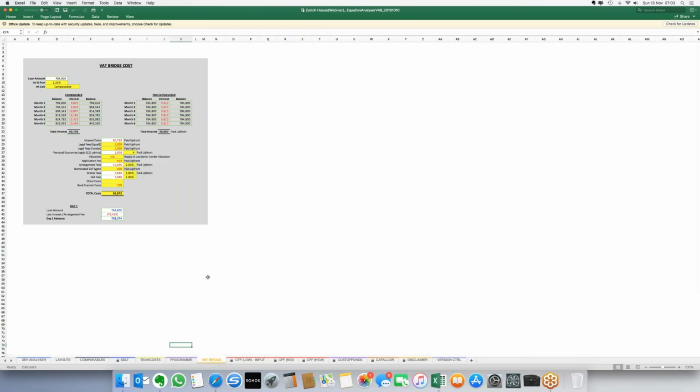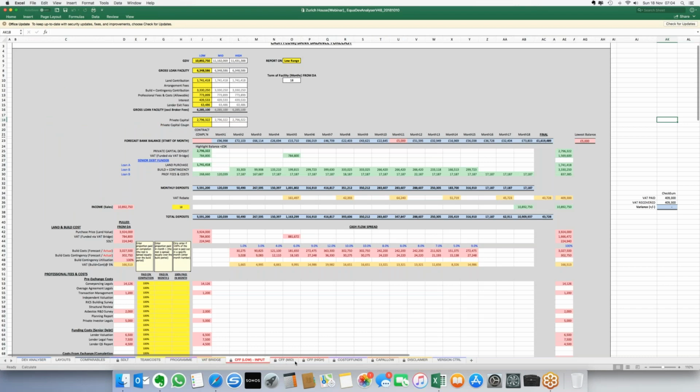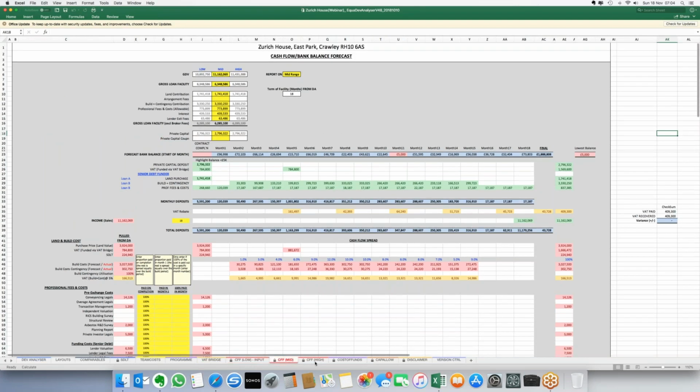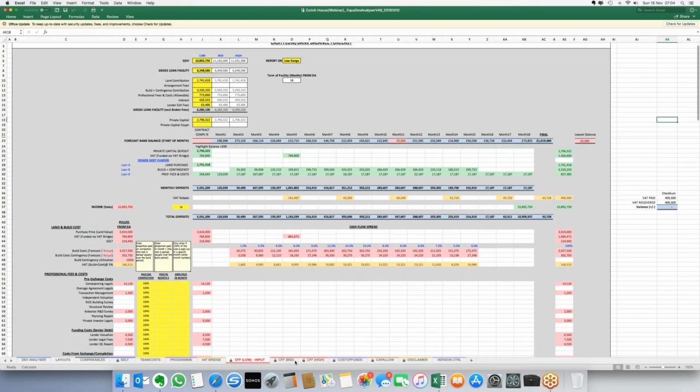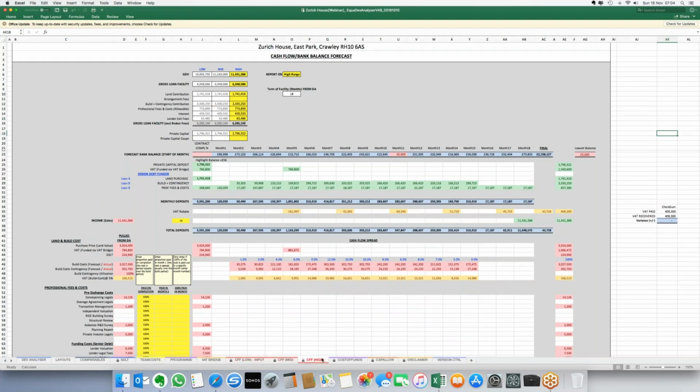VAT bridging, so if there's a requirement for VAT to be paid on the purchase price, we can bring in a temporary bridge, and there's a calculator there to work out the costs of that bridge. We've got three tabs here. These are the cash flows, so each of the developments is automatically cash flowed as an illustration, and we do it at three levels: low, medium and high. So you can see they're all the same, but they all deal with different levels of results.